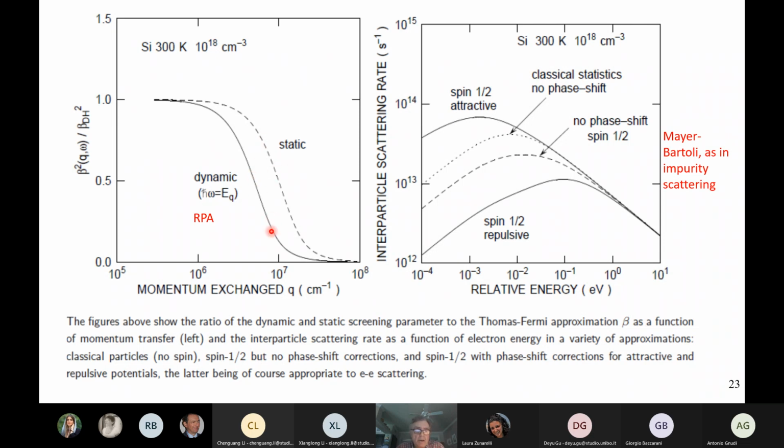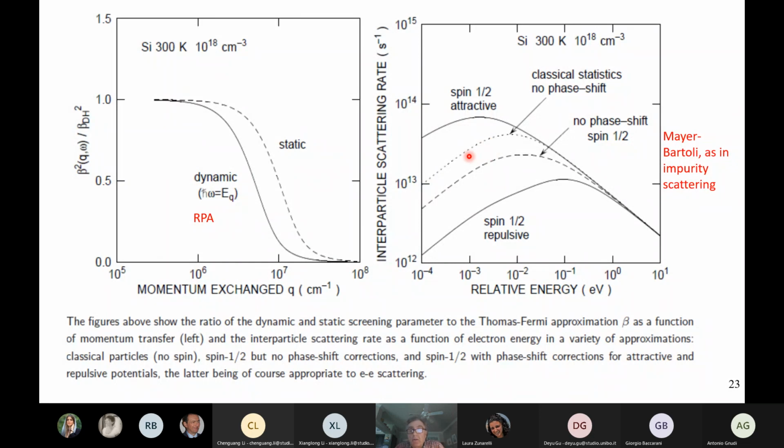If you look here, it can be a very big effect in terms of the difference between static and dynamic screening. So what will be the strength of the statically screened, what we call the direct process, and what will be the strength of what we call the exchange process. Again, the names are arbitrary.